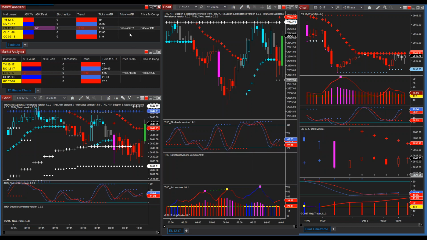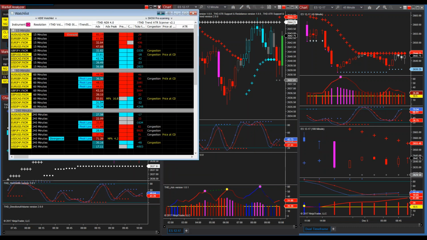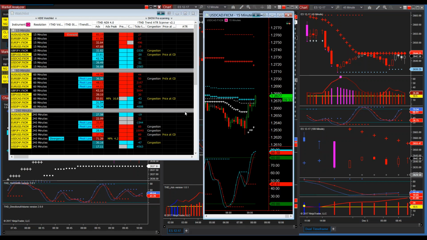Now, since we don't have anything else at an ATR, we can actually look at the forex, and I'm using MultiCharts. And we don't have anything at an ATR currently. We are potentially going to get a magenta peak on the USD/CAD 240. That's the one I'm waiting on.